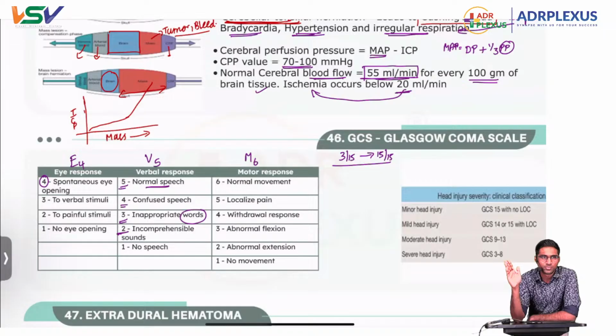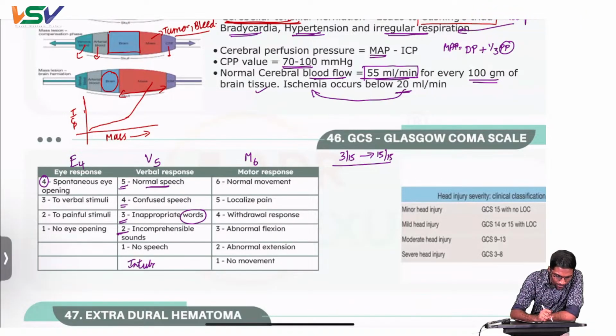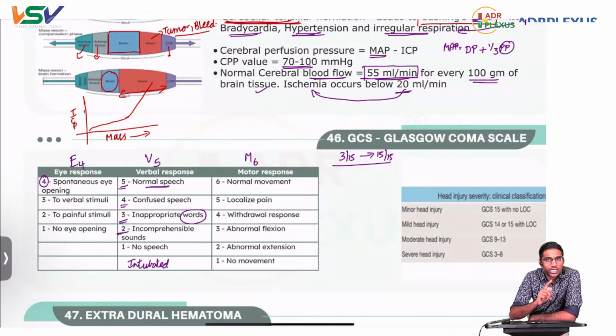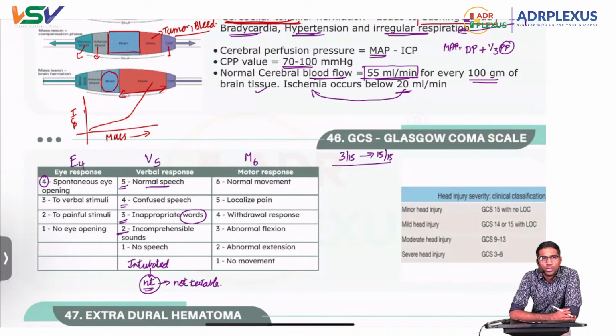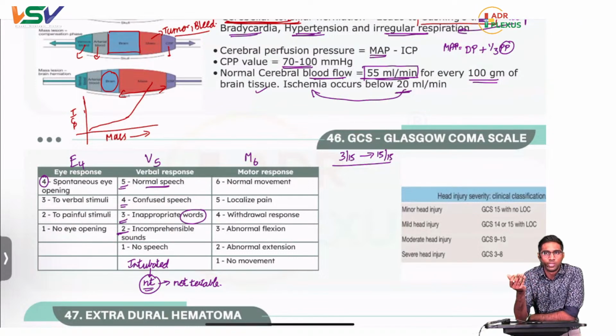1 is no speech. And when the patient is intubated, you cannot test them. Don't write it as no speech. NT always has to be mentioned. NT means you are not testing at all, so not testable. If the patient is intubated, he will not be able to speak properly. So write it as non-testable.